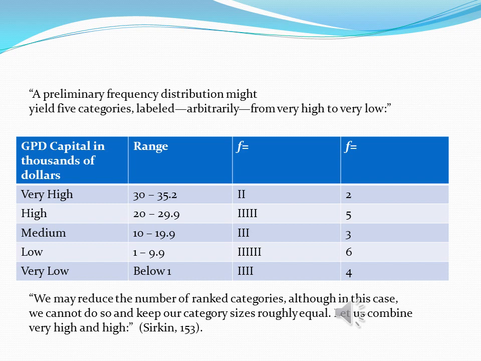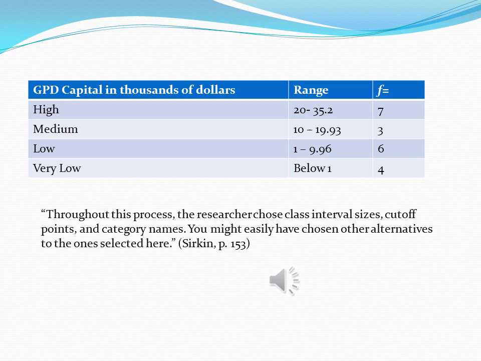We may reduce the number of ranked categories, although in this case we cannot do so and keep our category size roughly equal. So let's combine very high and high. Notice that's what they combined on theirs, which means the top category you see on the next slides will be 7, condensing the very high and the high category. This is where they condensed high and very high, as you'll see on Sirkin, page 153.